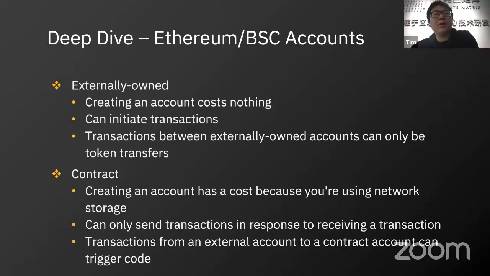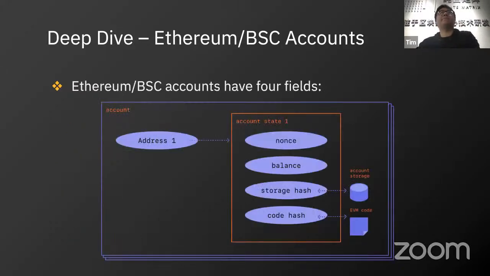And a contract can only send transactions in response to receiving a transaction, which means that the transaction is only triggered by a function call of this code. Transactions from an external account to a contract account can trigger code. That's what I just said. So the contract is the code that's deployed to the blockchain, which becomes part of the lore of the blockchain world.